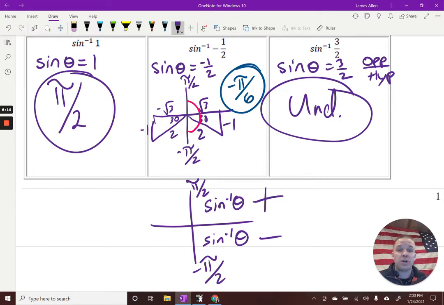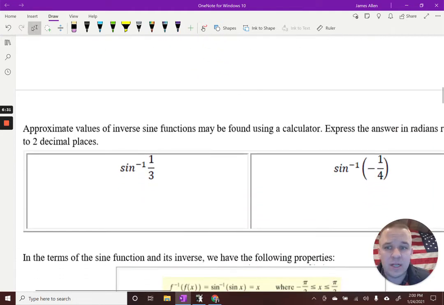Or if you're thinking special right triangles, you'll position them in quadrants 1 and 4. Although they exist in others, they're not within the domain restrictions of our original sine, which is now a range restriction, an output restriction of our inverse function. Whew, that's a lot. Okay, let's keep cruising here.